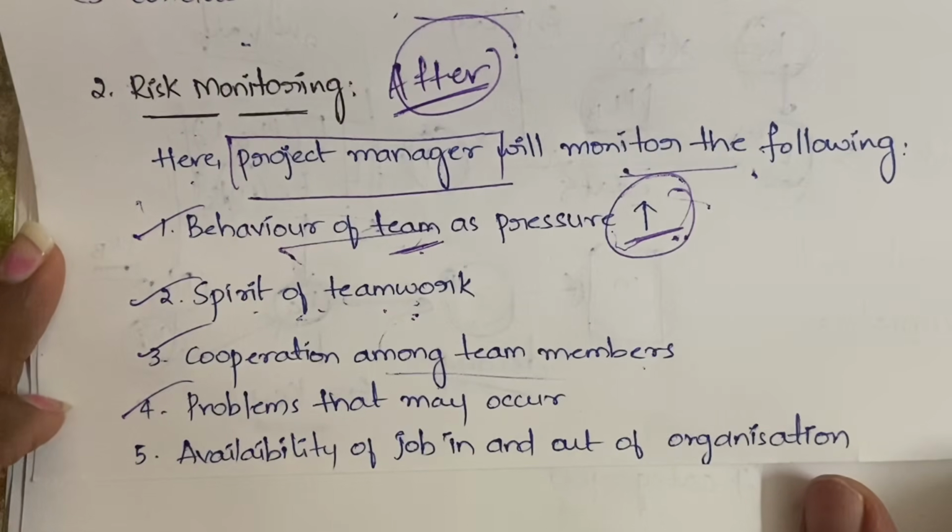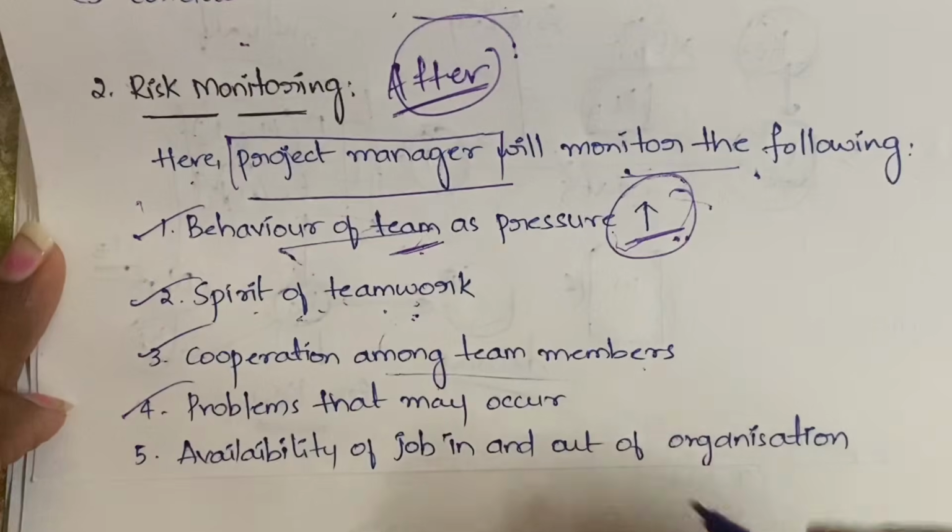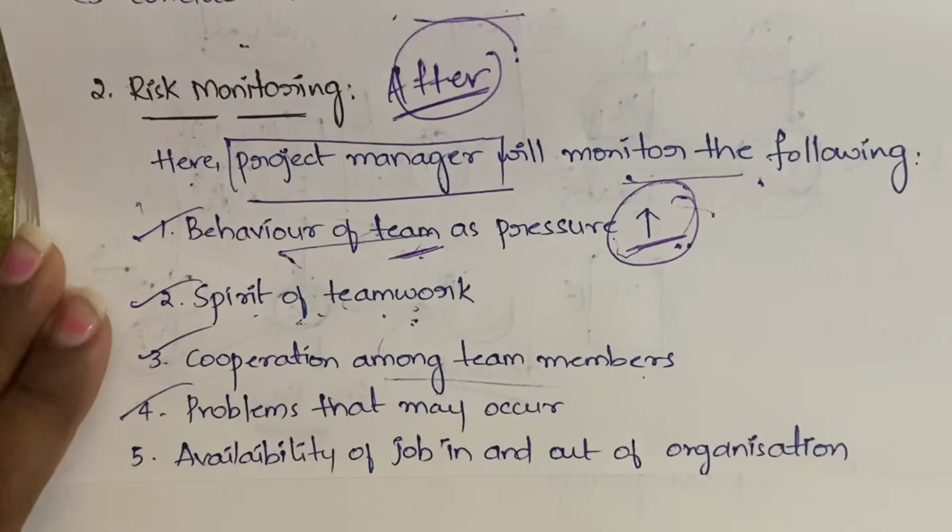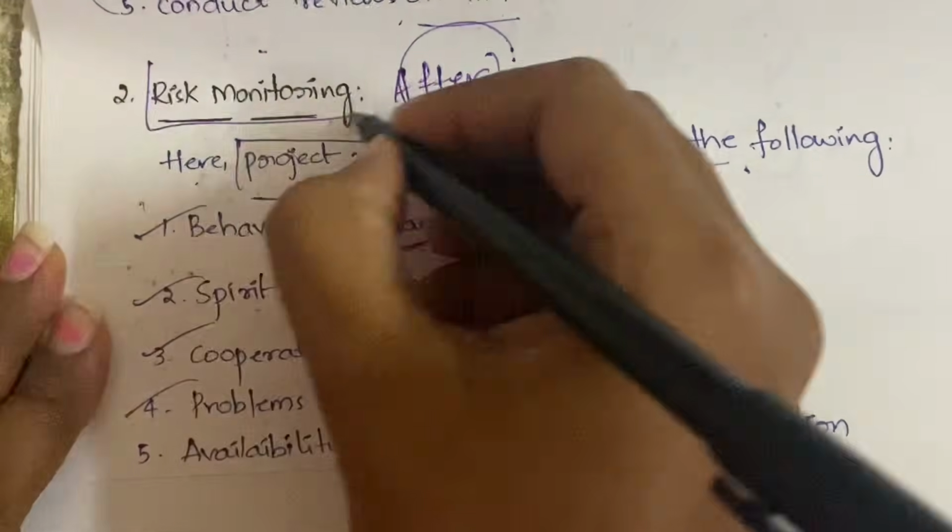And availability of job in and out of the organization. So in the organization and out of the organization, what are the job availabilities we have, right? So all those things have to be monitored, all those things have to be recorded by the project manager. That is what this risk monitoring means.